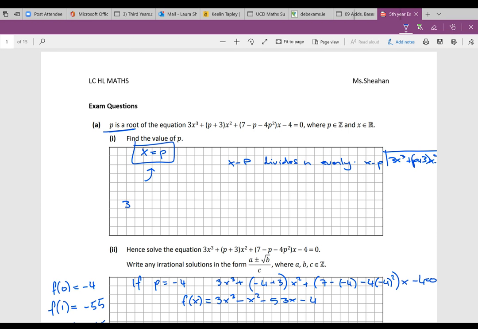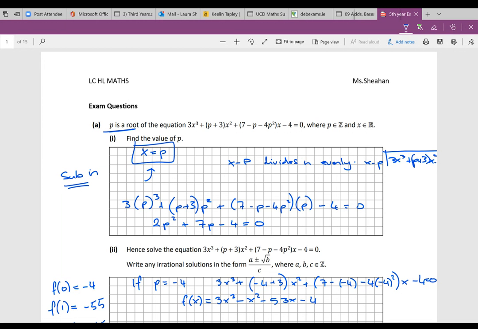So 3p cubed plus p plus 3p squared plus 7 minus p minus 4p squared times p minus 4 equals 0. And now I have an equation in one variable, so I can simply sub in this case. When you tidy this up, you should get 2p squared plus 7p minus 4 is equal to 0. So your cubes should cancel off.